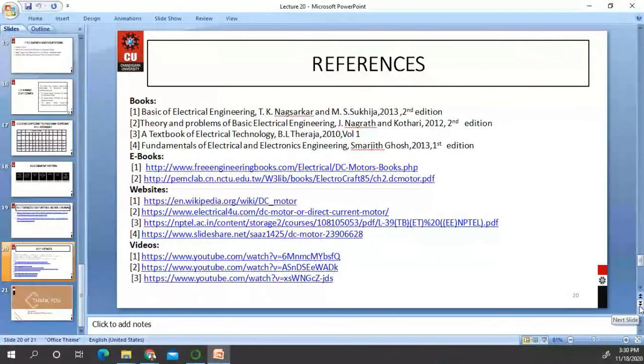These are some references where you can find the torque slip characteristics. Quickly give your response. Any doubt till now?